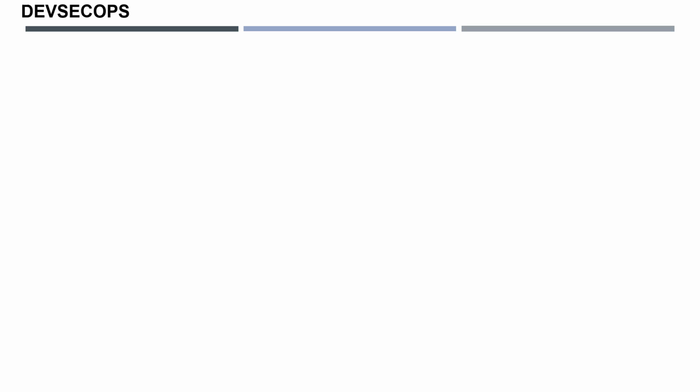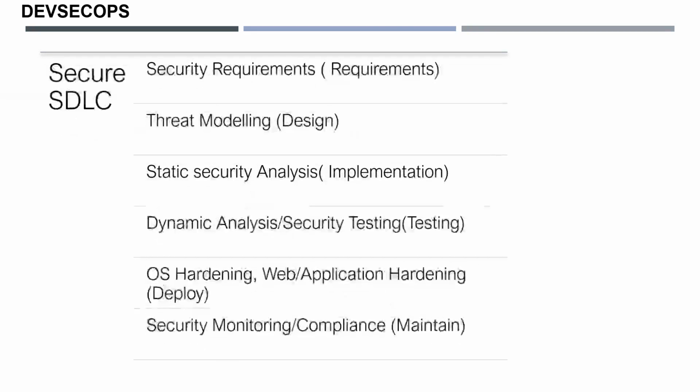So now let's see. You are just introducing this. You are just telling your team to make security a high priority. Now let's see what that is. This is called secure SDLC.